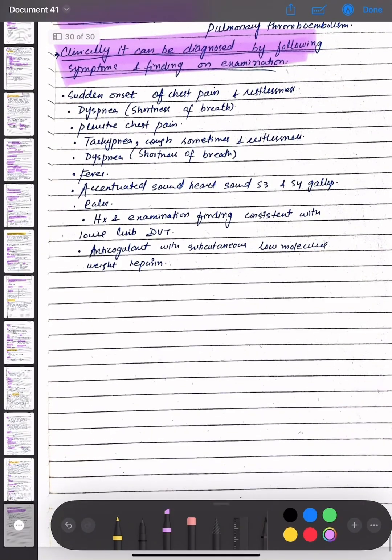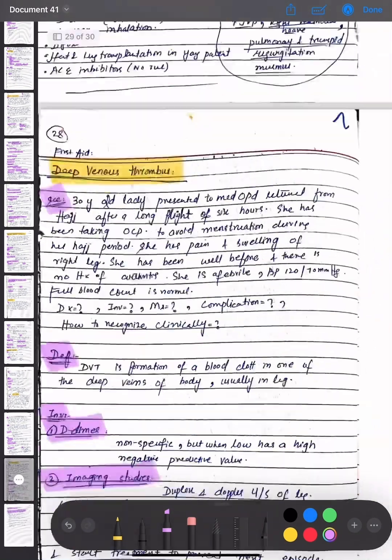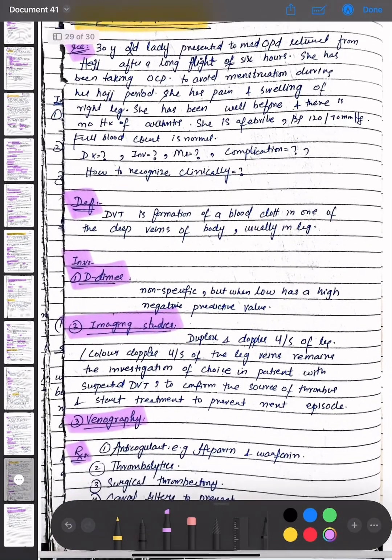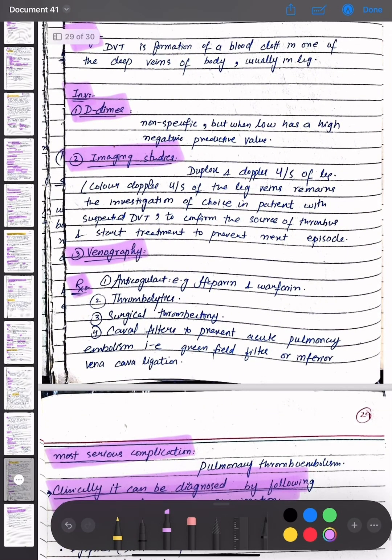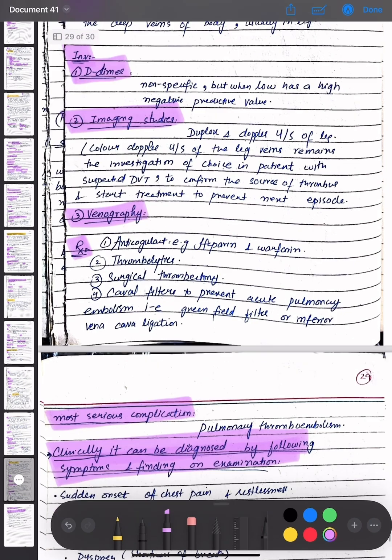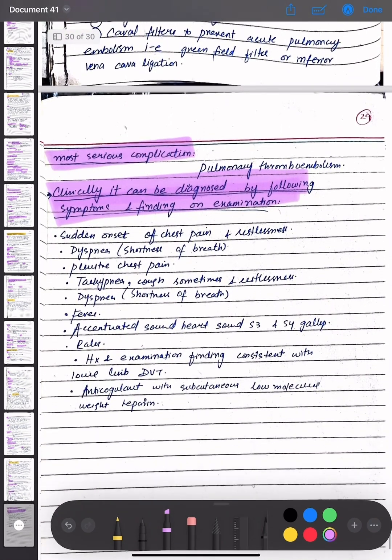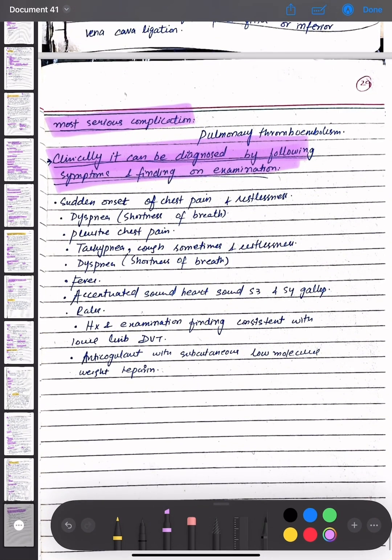So we have discussed the last topic of the CVS, that is DVT, along with the scenario, then the definition, then the investigation options, that is D-dimer, imaging study, then venography, then the treatment options, then the most serious complications, and how clinically it can be diagnosed by the symptoms and findings on examination.